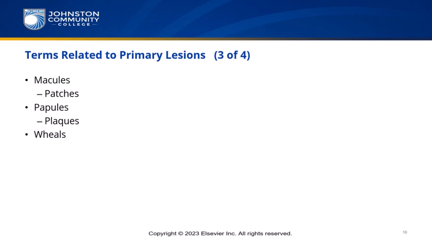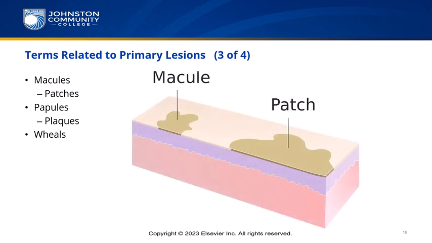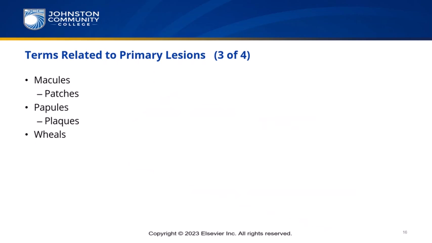Next, let's review what a macule is. A macule is a flat, non-palpable blemish or discoloration that is less than 1 centimeter. Examples include freckles, port wine stains, or even tattoos. A patch is a large, flat, non-palpable macule that is larger than 1 centimeter. Again, this could be a large port wine stain or a tattoo.